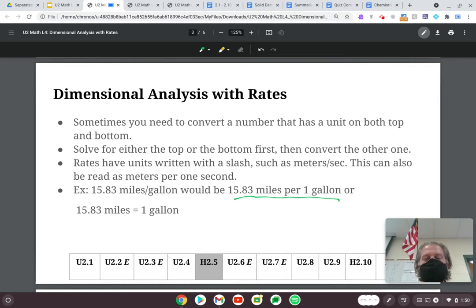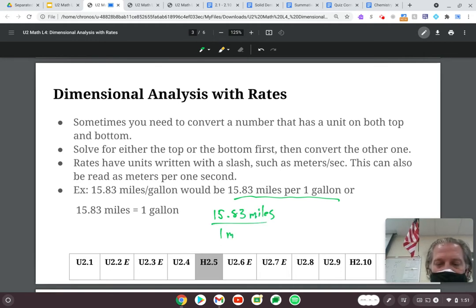But what this really means is that if we say something is like 15.83 miles per gallon, it's the number of miles in 1 gallon. Or another way to write it would be like 15.83 miles over 1 gallon. And that really is getting at the idea that these units are really ratios or relationships.